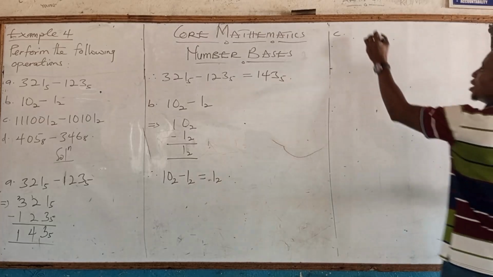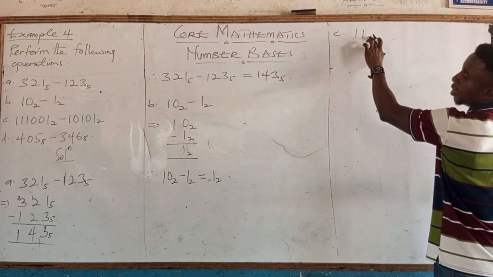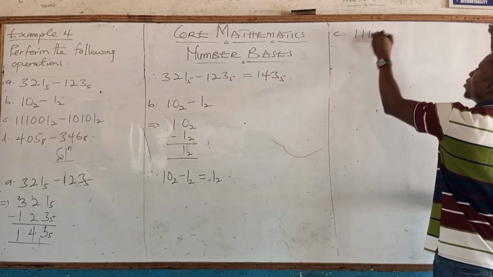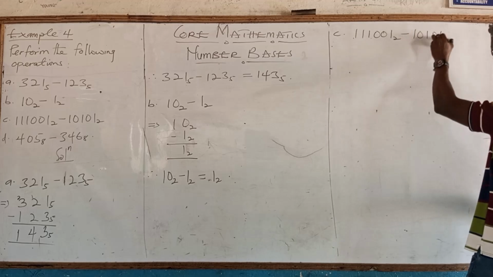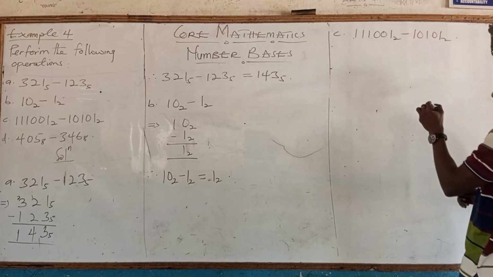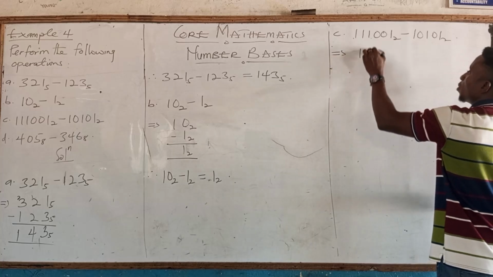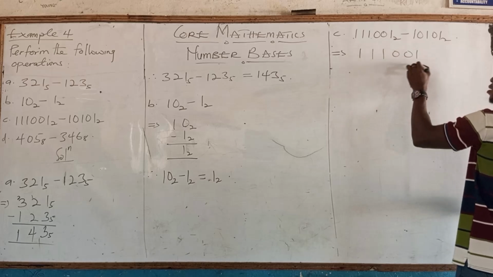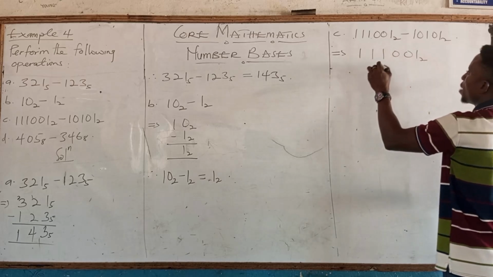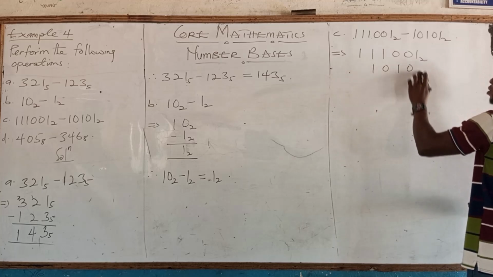Okay, that one says 111001 base 2 minus 10101 base 2. That is what it is, yeah. So this implies I'll have 111001 base 2, then minus 10101 base 2.